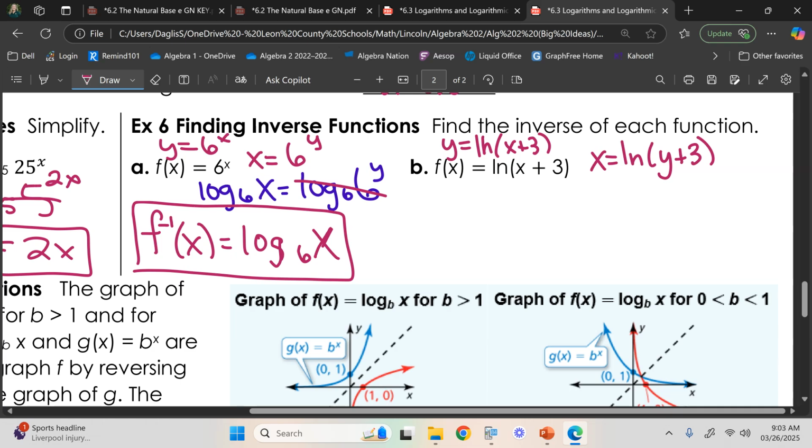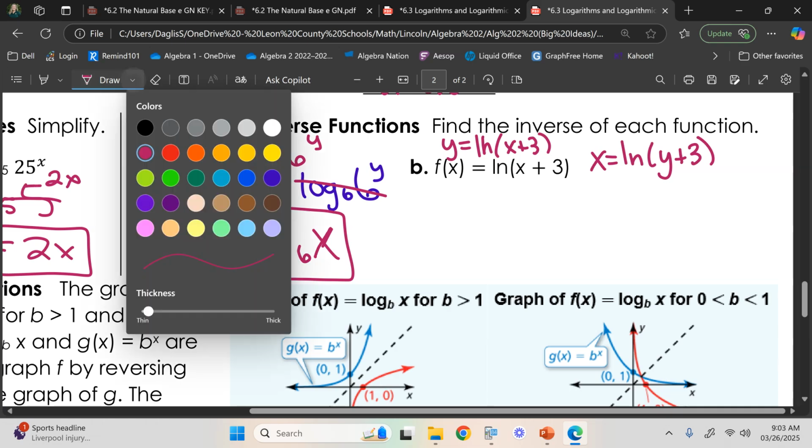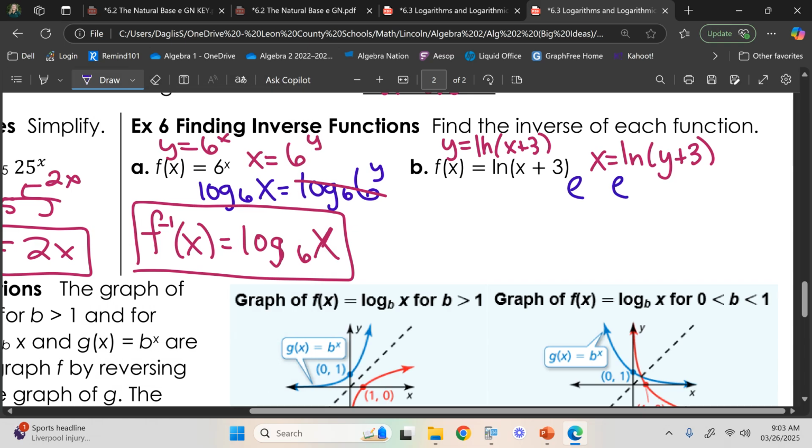Wouldn't you have to do the opposite of whatever the natural log implies? Yeah, so the opposite would be, what is the base of this log? If it's a natural log, what's my natural base? e. So we're going to bring in a base of e to both sides. So yes, that's technically doing the opposite, is bringing in the base. Okay, so I'm going to have e raised to x and e raised to natural log of y plus 3. Does that make sense? What I did right there?